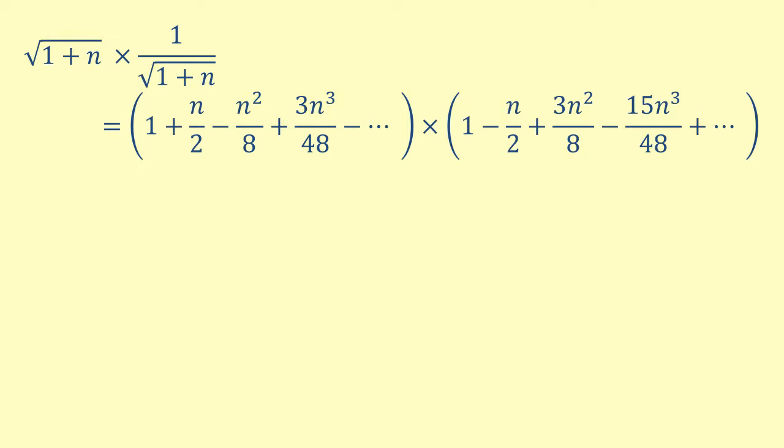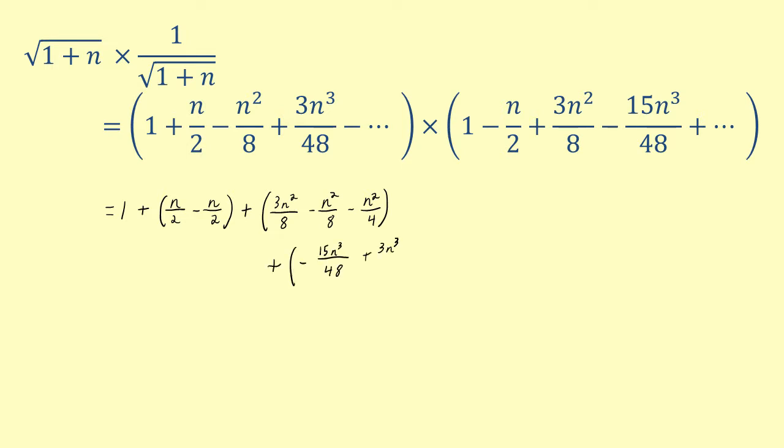When we multiply these series, we want to do something almost like foiling, so that every term is multiplied together. For the constant term, we have 1 times 1, which equals 1. For the n term, we have n over 2 minus n over 2. For the n squared term, we have 3n squared over 8 minus n squared over 8 minus n squared over 4. For the n cubed term, we have negative 15n cubed over 48 plus 3n cubed over 16 plus n cubed over 16 plus 3n cubed over 48.